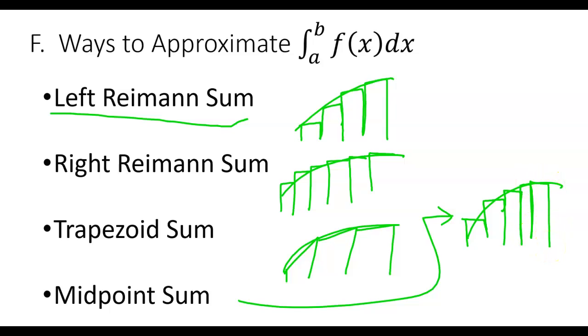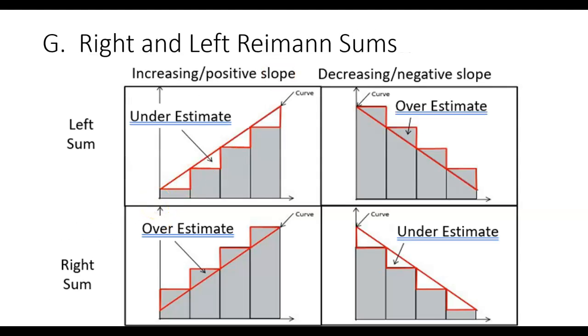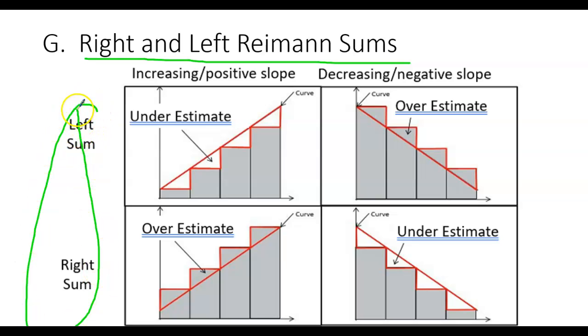Instead of the left corner or the right corner being on the curve, the midpoint is on the curve. And so those are the 4 types of Riemann sums, which are ways to estimate area under a curve with rectangles or trapezoids. Now, when it comes to left and right-handed Riemann sums, whether it ends up being an overestimate or underestimate depends on 2 things: whether you're doing a left or right sum, and whether the function is increasing or decreasing.